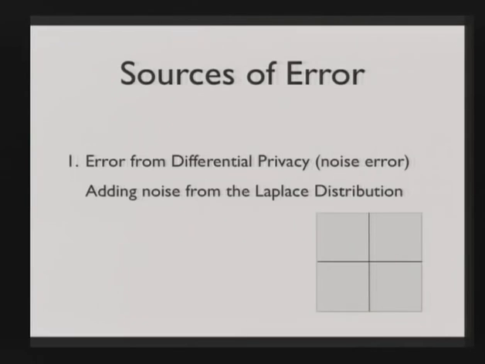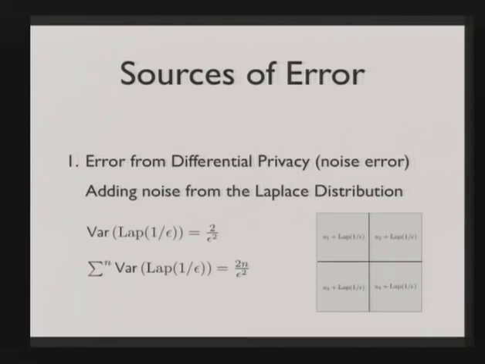We can measure the variance of this error by looking at the variance of the Laplace distribution itself. The Laplace distribution is a very well-defined distribution. It has a very well-defined variance. If I'm adding noise proportional to 1 over epsilon, then my variance would be 2 over epsilon squared. And mind you that this variance increases linearly with the number of cells that are in my query. So let's say I'm trying to issue a query that involves all these 4 cells, then my total variance will be 8 over epsilon squared. Similarly, if I have n cells, my total variance will be 2n over epsilon squared.